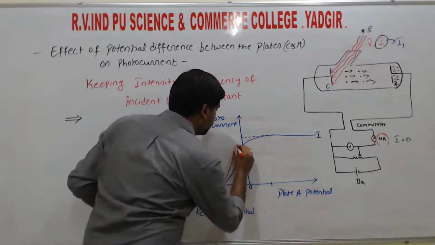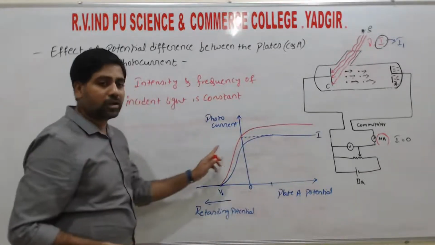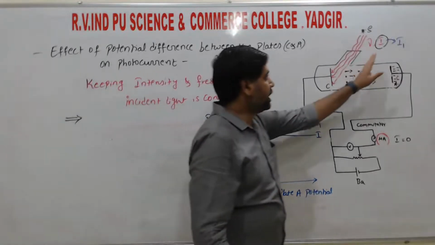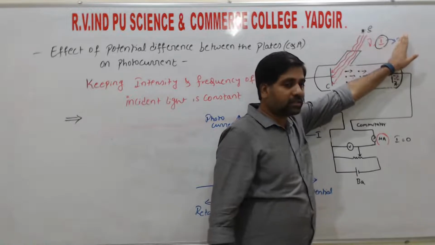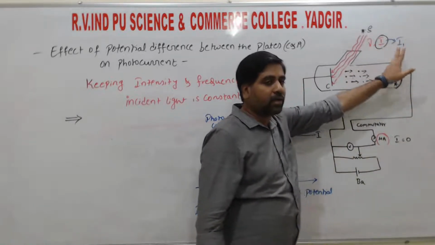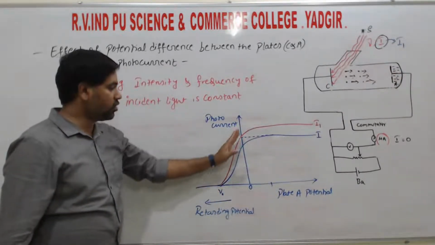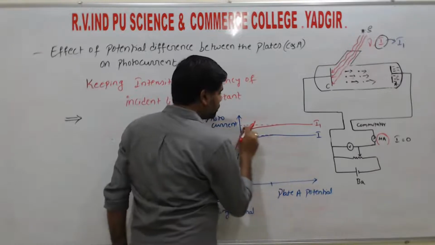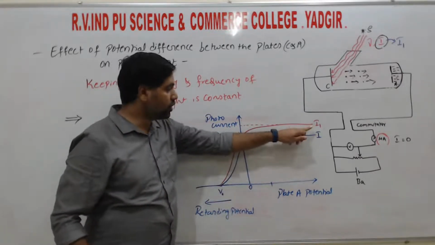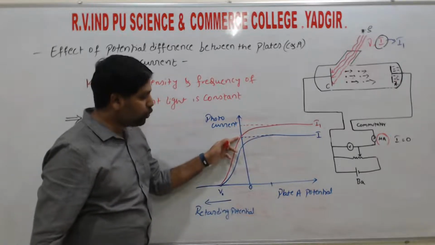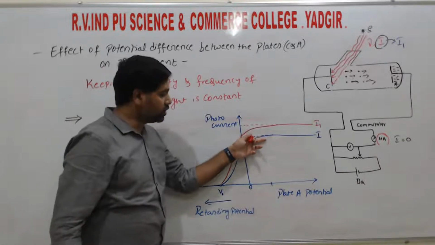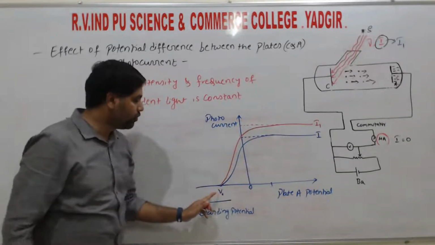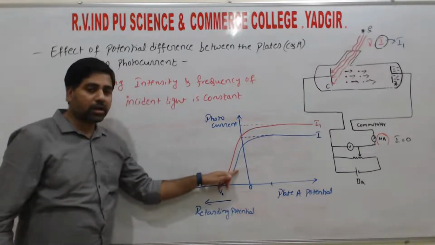Initially we have intensity I. Next we change the intensity for this whole experimental study to I1. Then we get the curve like this, drawn in red color. This dotted line represents the saturation current. If you observe these two, for the blue curve, intensity I, the saturation current is less. For the red line, intensity I1, the saturation current is more. But the stopping potential is the same for both the intensities.